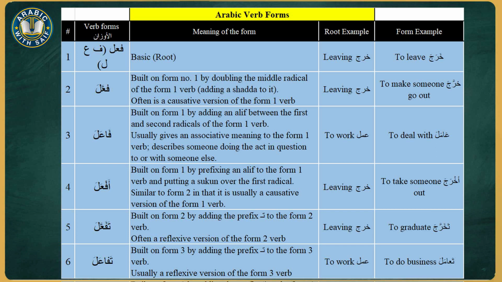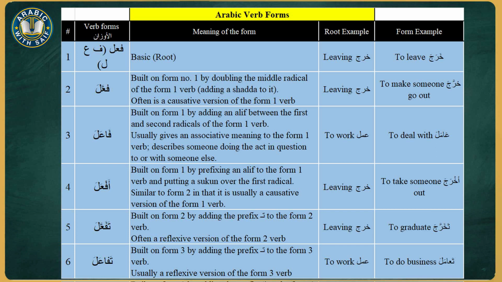The form number 4, أفعل, built on form 1 by prefixing an alif to the form 1 verb and putting a sukun over the first radical, similar to form 2 in that it's usually a causative version of the form 1 verb. For example, the root خرج means leaving. On the measure of form أفعل, أخرج means to take someone out.